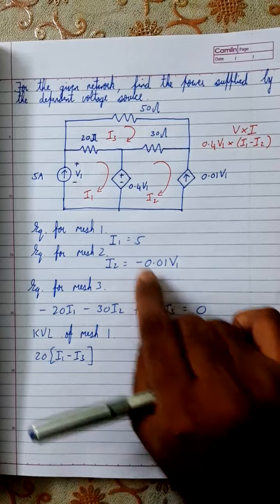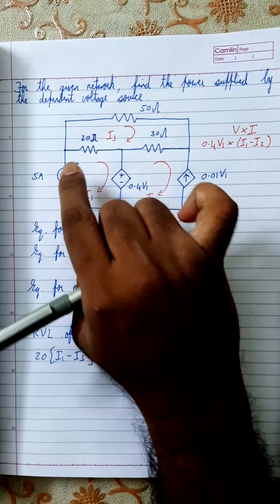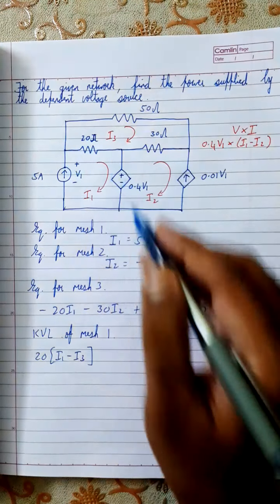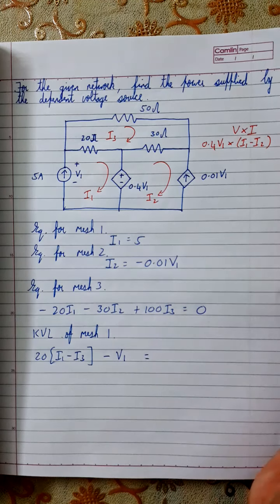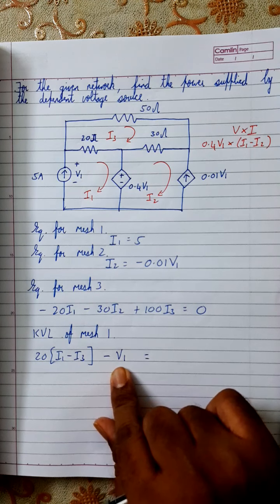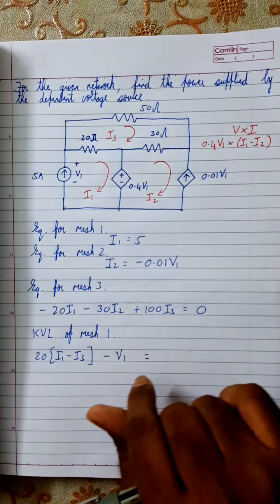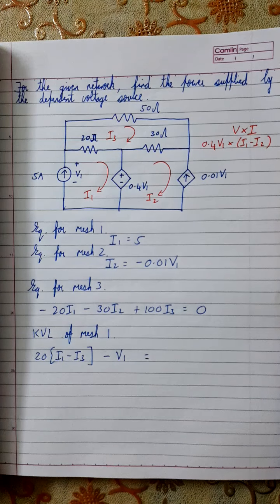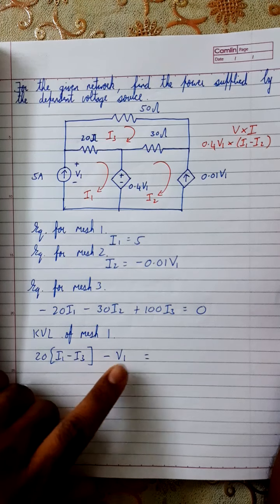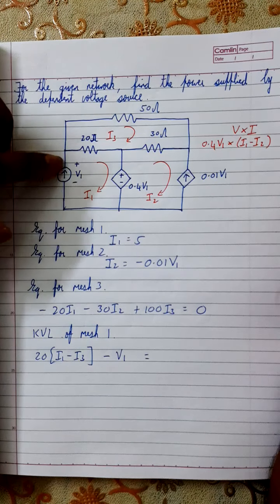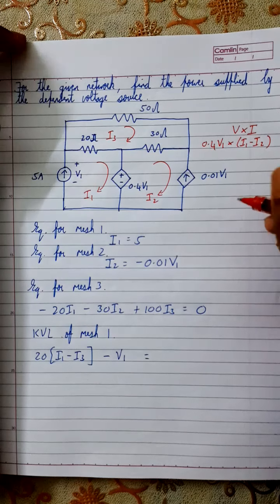Now what is the voltage drop across this 5 amperes? What is the voltage drop across this? It is minus V1. Why is it minus V1 and not plus V1? That you should understand. We should be very careful when writing all this, okay? Why is voltage drop considered as negative? You need to understand that.